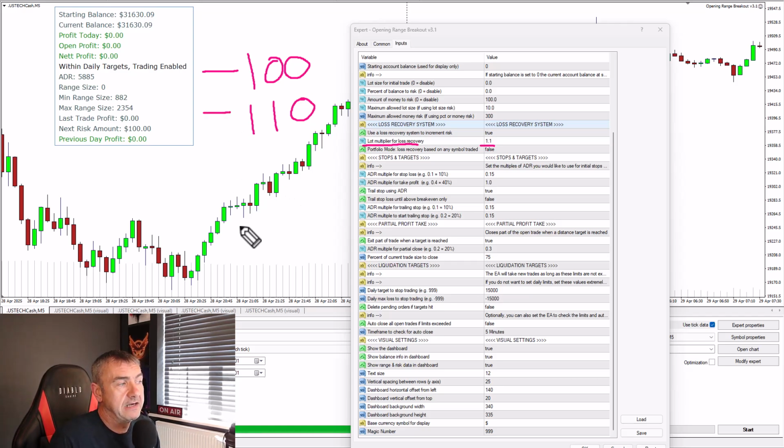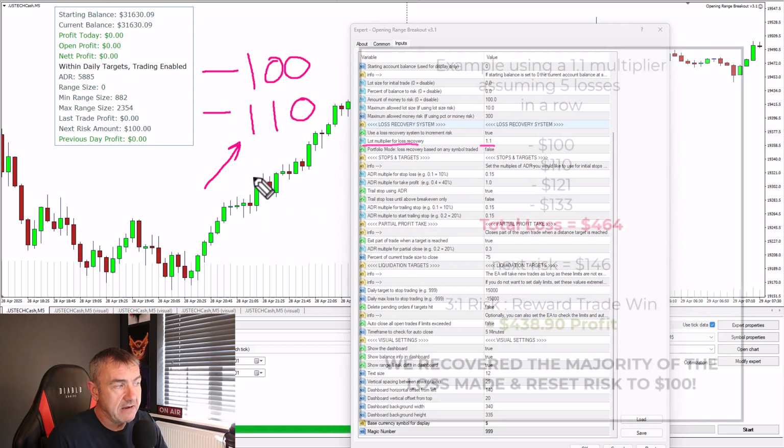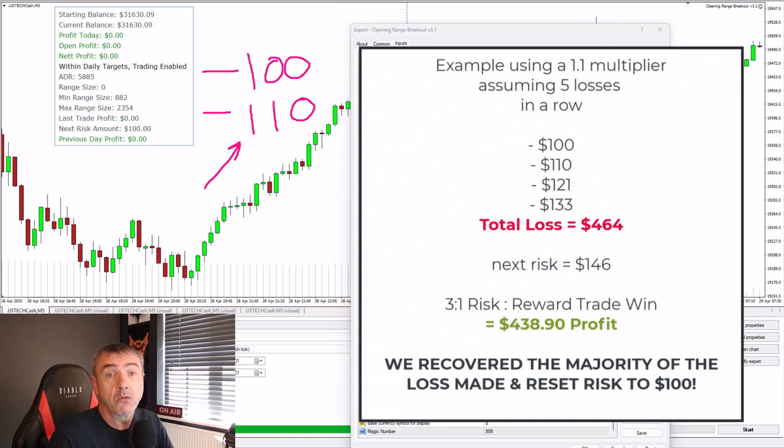If that was then a loser, you would be down 210, and it would multiply this by your lot multiplier again and just gradually increase that risk until you get a winning trade. And what this means is when you have a slightly higher risk, when you take those breakouts, your target down here of 2R, for example, doesn't have to be quite as far away if you're using slightly higher risk.